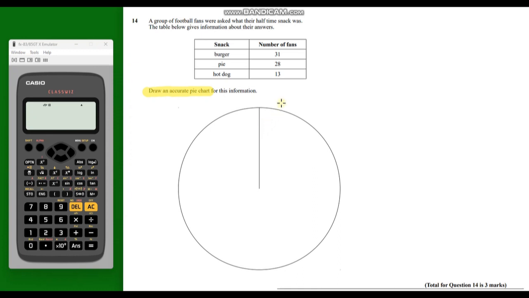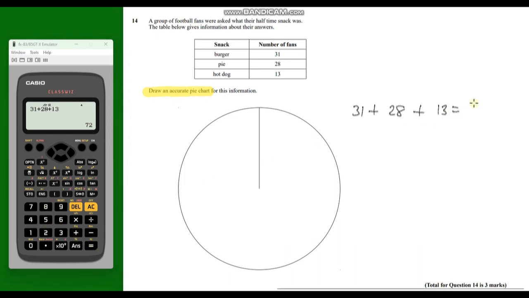So the first thing to do, I think, is to work out how many fans there are in total. So I'm just going to sum all of these numbers together. So we've got 31 plus 28 plus 13. So let's type that into the calculator. 31 plus 28 plus 13.